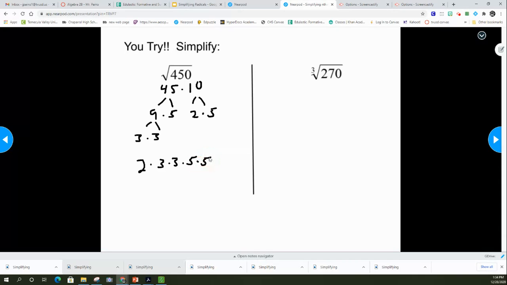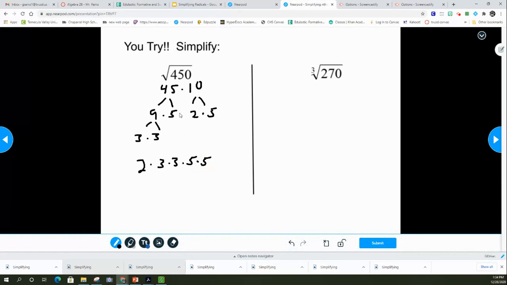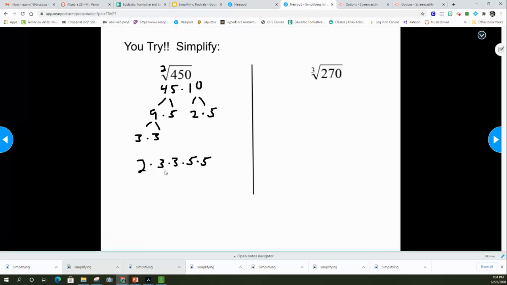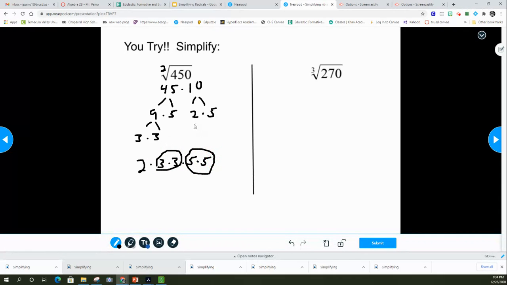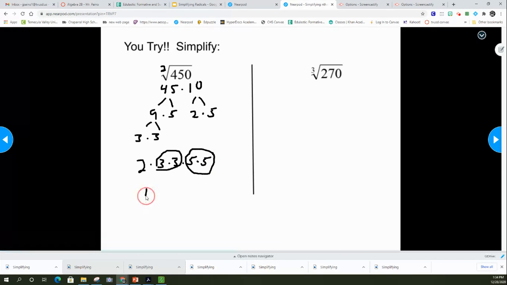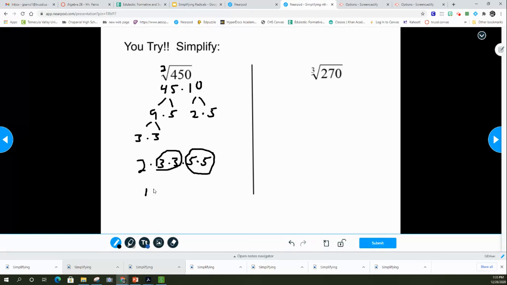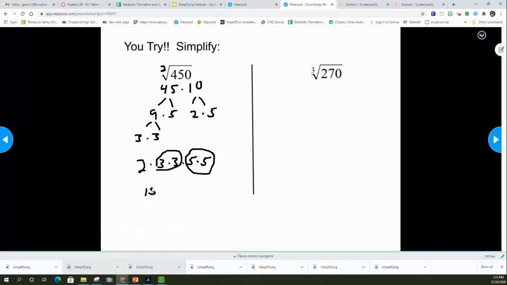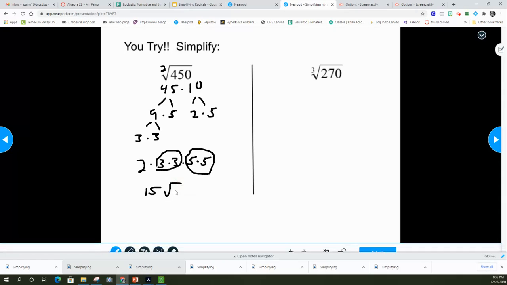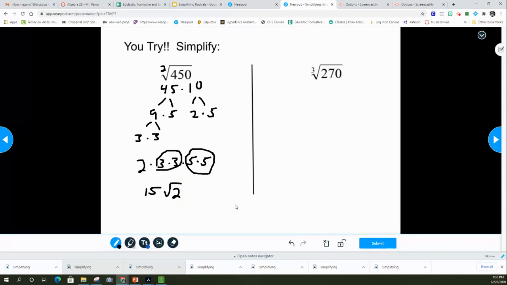All right, and so that's my prime factors. I'm looking for doubles. Remember, that if there's no index number, it's implied that it's a 2. So I'm looking for doubles. So I have 2 sets of doubles here, right? 3 shows up twice and 5 shows up twice. So both of those are going to be pulled outside. A 3 is going to be outside and a 5 is going to be outside. So you multiply those together, right? Because these are all factors. So 3 and 5, so 15 on the outside, and then the 2 stays on the inside.